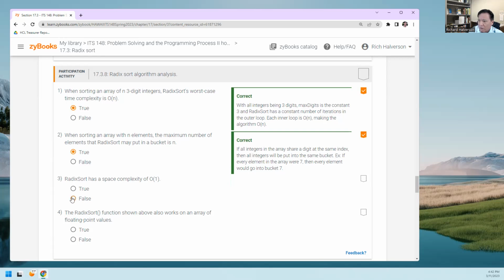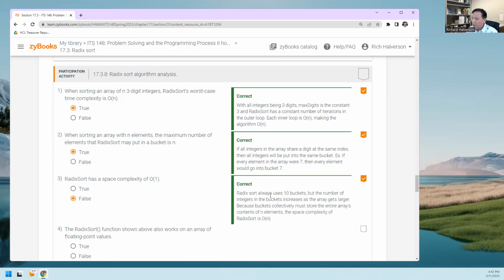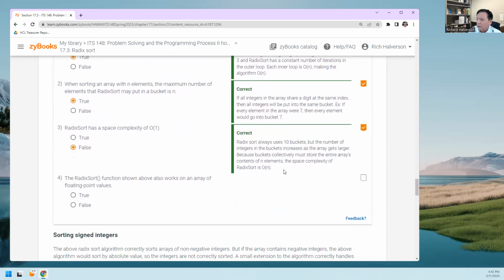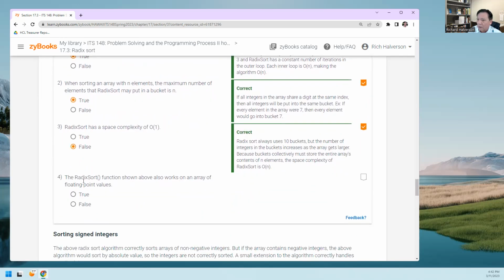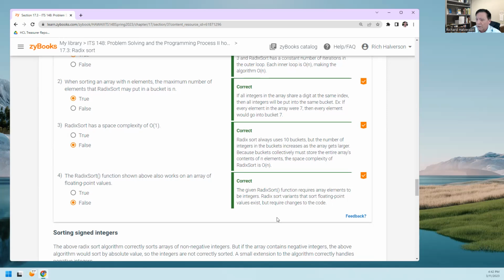I say false. Radix sort always uses 10 buckets, but the number of integers in the buckets increases as the array gets larger. Yes, so it's O of n. Radix sort always works on an array of floating point numbers? No, it doesn't. It's got to be integers.